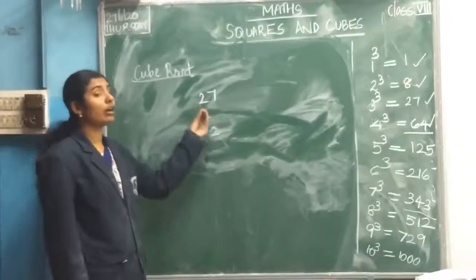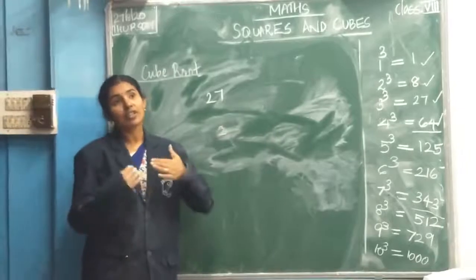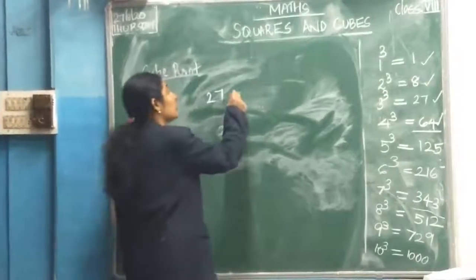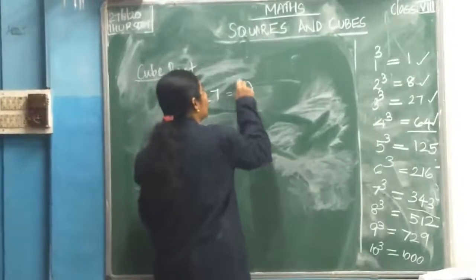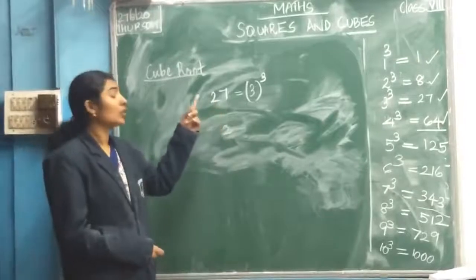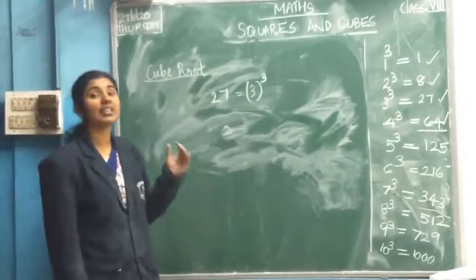They are asking how to find the cube root of 27. So what you should see is which number, when you multiply it 3 times, gives 27. 3 multiplied 3 times is 27.